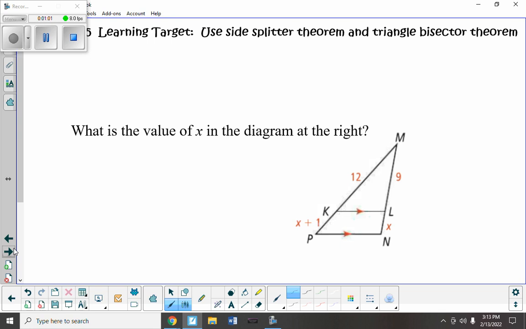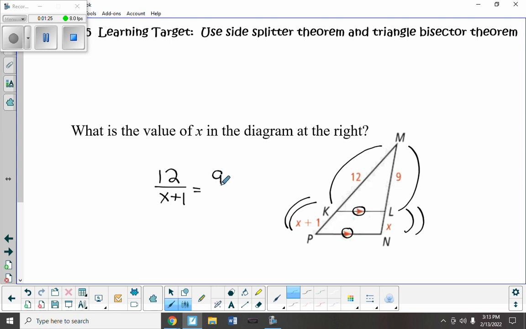So let's apply that theorem. It says, what is the value of x in the diagram at the right? Now the reason, again, remember that we can use this is because of the side splitter theorem, and we have parallel lines here dividing that triangle. So these sides are proportional to these sides. So we can say that 12 is to x plus 1 as 9 is to x. So it's the top to the bottom, top to the bottom.